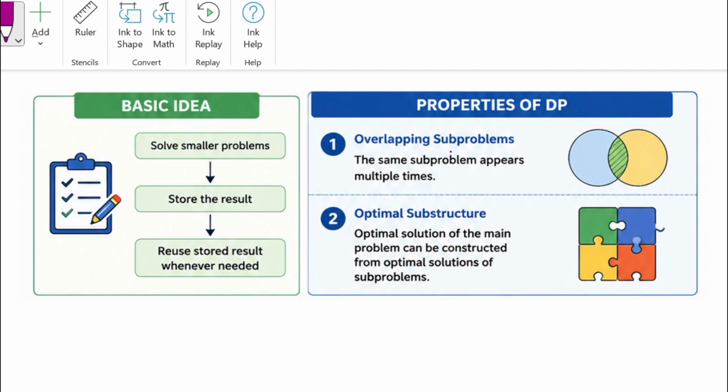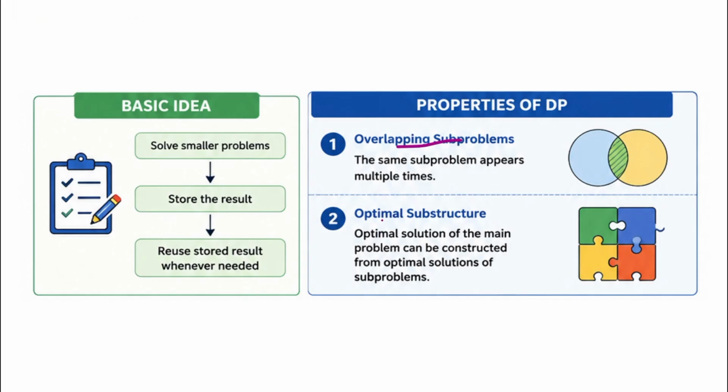The properties of DP are overlapping subproblems and optimal substructure. When the same problem appears multiple times, that is called overlapping subproblems. Optimal substructure means the optimal solution of the main problem can be constructed from the optimal solutions of the subproblems. So each subproblem solution is very important here.